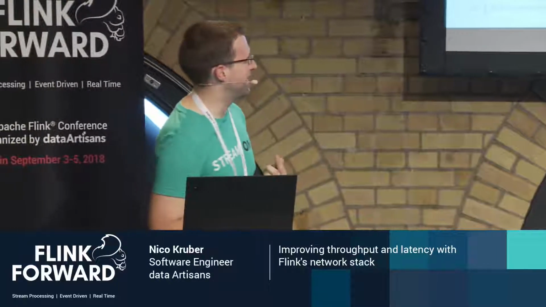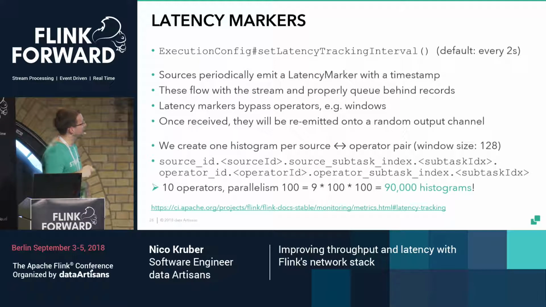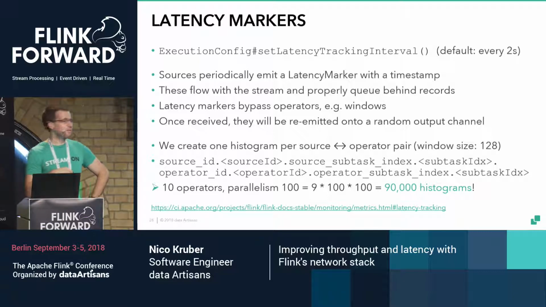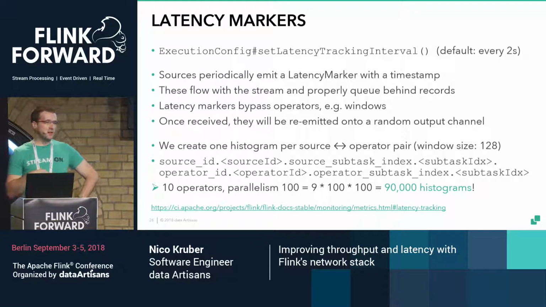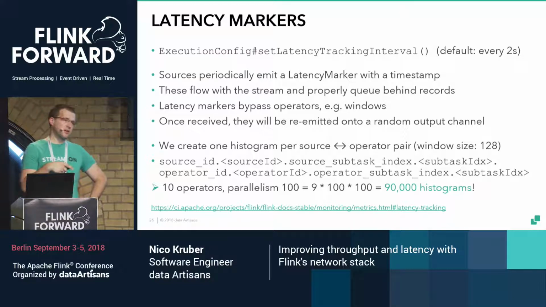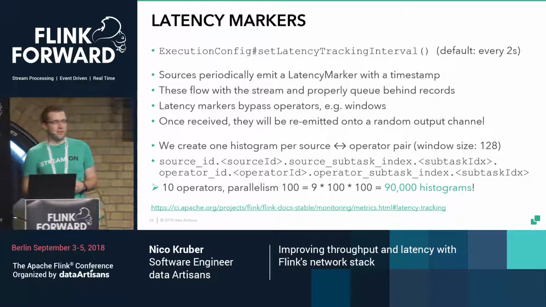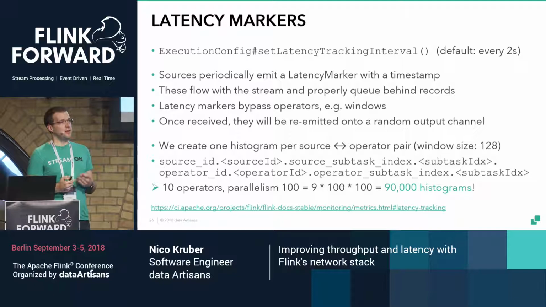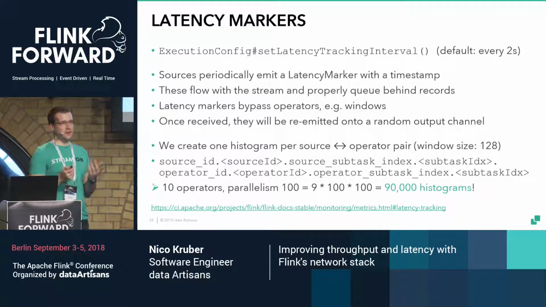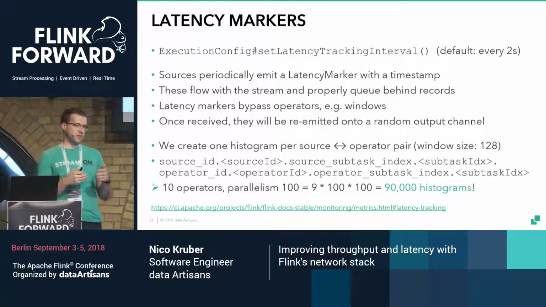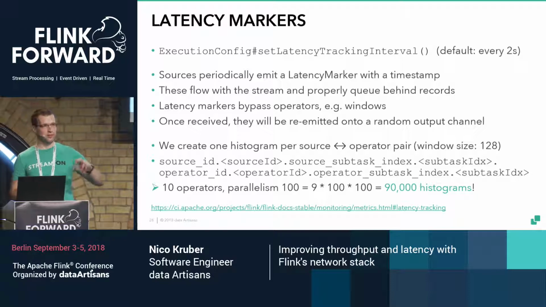But let's first explain what it does. Whenever you enable the latency tracking, and it's enabled by default, the sources will periodically emit a latency marker, by default every 2 seconds, and this latency marker contains a timestamp. Those latency markers flow through the whole job. They will queue behind records. They will not skip them. They will, however, not be put into windows. They bypass the operators, but they never overtake records. So they actually resemble the latency that your records have as well, without the windowing over it.